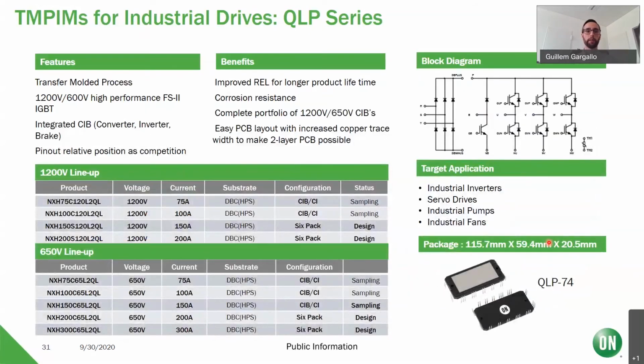For the QLP series, it's a similar set of features and benefits. You can review here again the lineup, so 1200 volts, 75 and 100 amps for CI and CIB, and 150 and 200 amps for 6-packs. And with the 650 volts, we can of course go a bit higher in the current, up to 150 with the CIBs and up to 300 with the 6-packs.